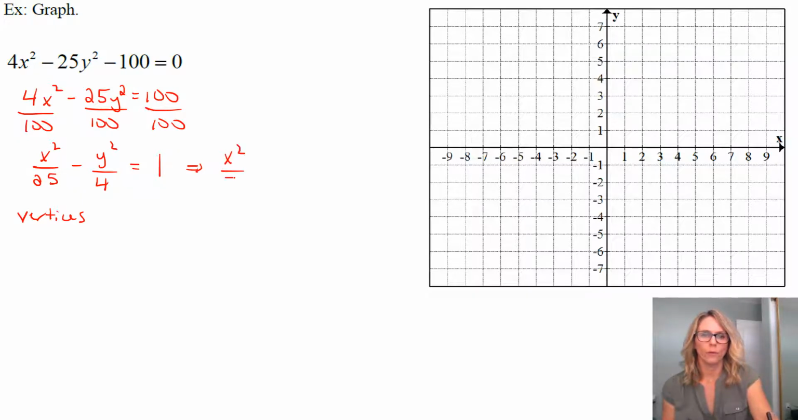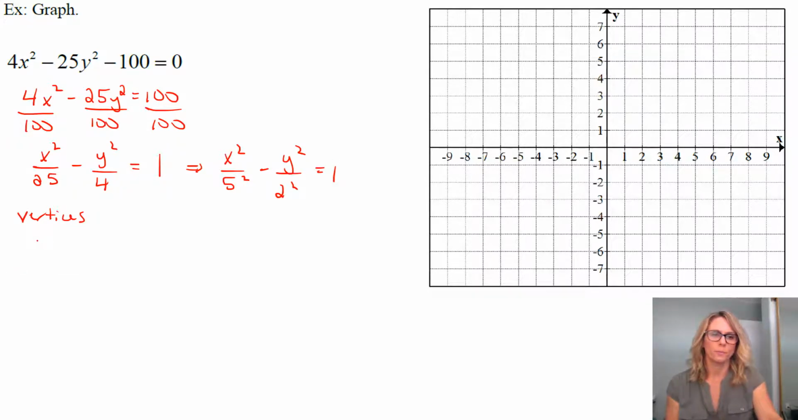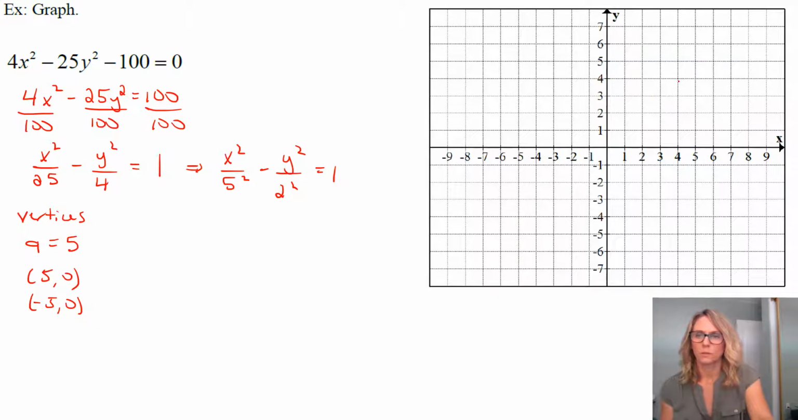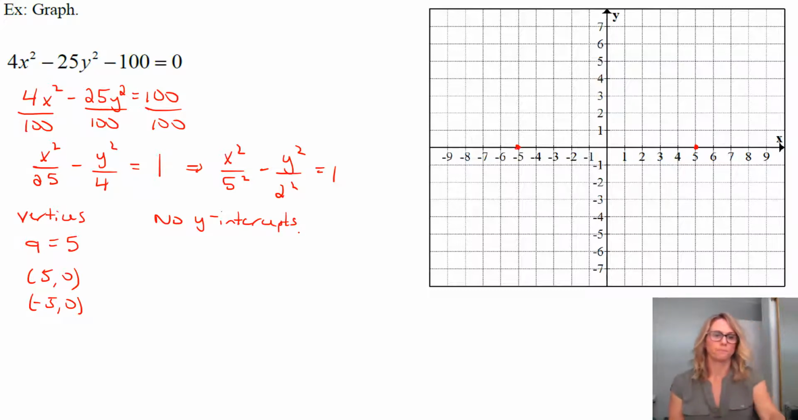So I have x squared over 5 squared. If you want me to just do another line here, y squared over 2 squared, just writing it in that form, which allows me to say that a is going to be 5, and that gives me (5, 0) as well as (negative 5, 0). So these are my vertices, also x-intercepts, which means we will have no y-intercepts. Just a reminder, no y-intercepts. You should not be crossing the y-axis.